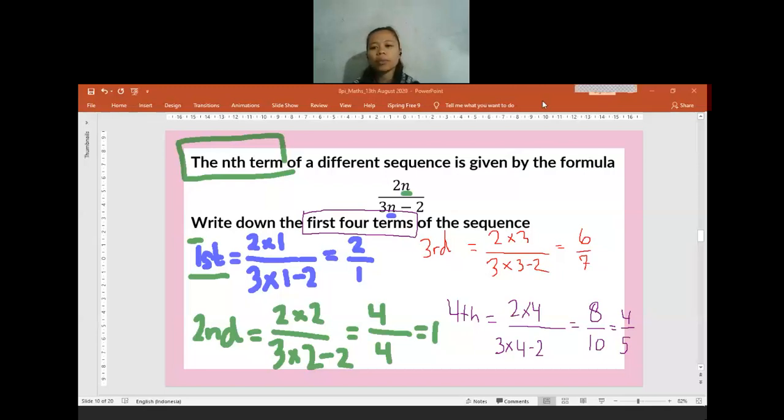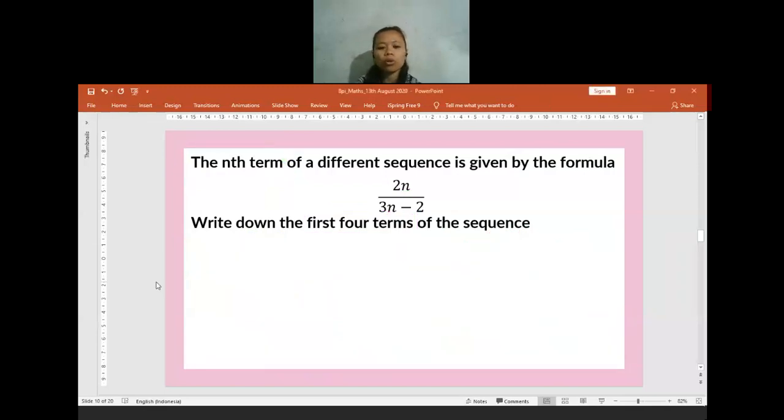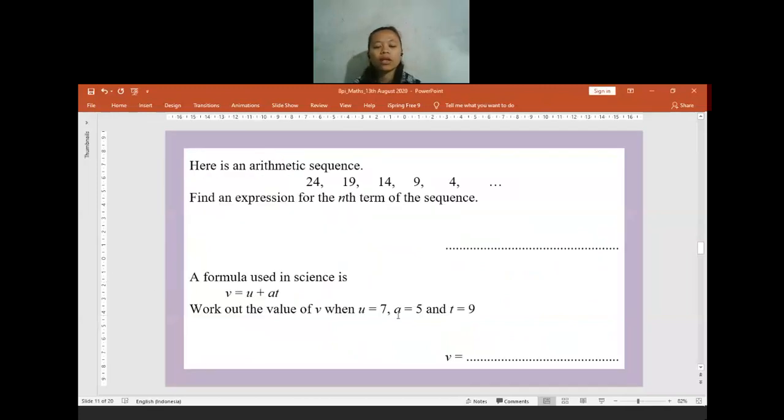We still have 2 minutes left. Maybe we can discuss one more question here. Let us discuss the very first question only. Anyone want to help me find the term to term rule or position to term rule for this question? 24, 19, 15, 9, 5. So what is it? Subtract 5. Yeah, so the term to term rule will be subtract 5.